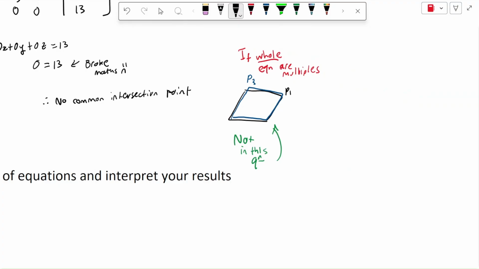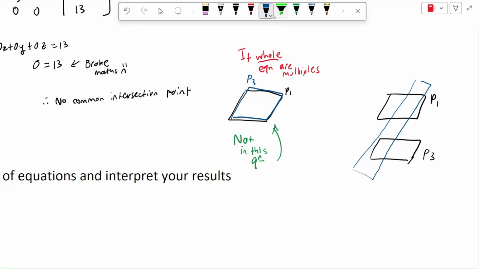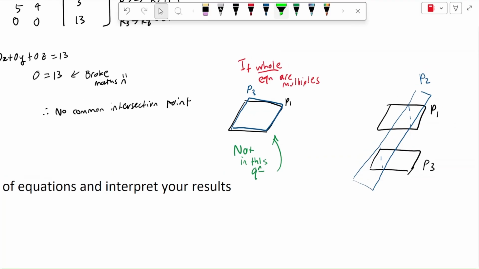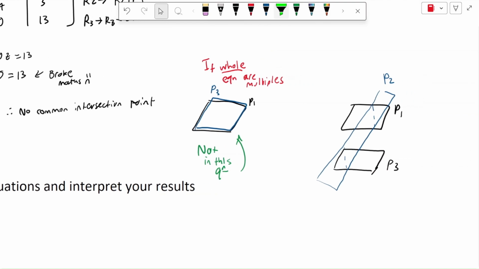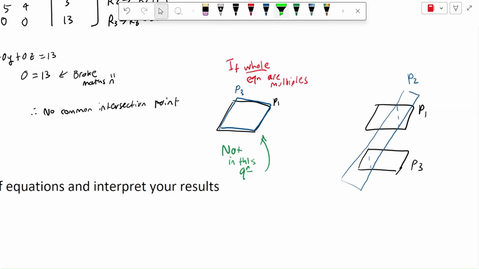What's happening here is that plane 1 is parallel to plane 3. And then we probably got plane 2 just sort of like sweeping in. Well, that's a terrible plane picture. But plane 2 is sort of like sweeping in something like that. So there's no point where all three of these planes meet because plane 1 and plane 3 never meet each other.